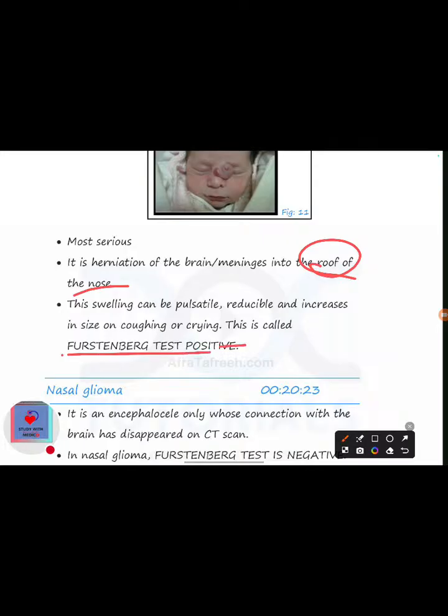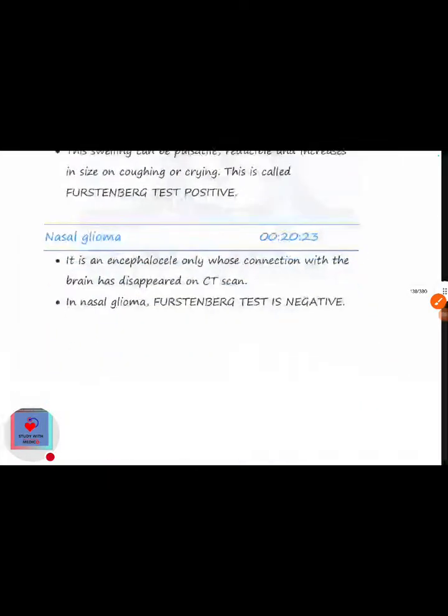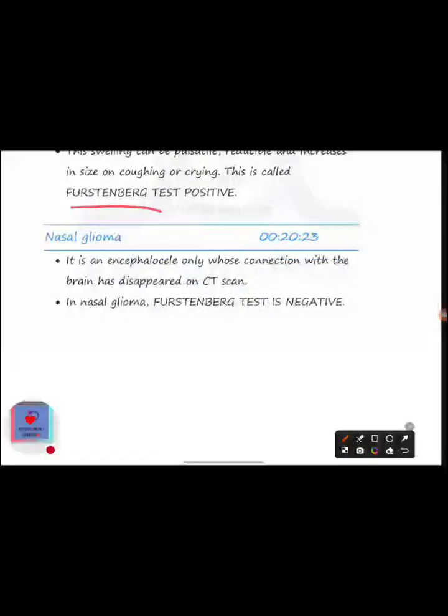By Furstenberg test. You can ask the person to cough or cry, or if it is a child, you can stimulate the child to cry. So what will happen during crying? There will be pulsatile swelling. The swelling size will increase, and in coughing you can see an increase and then decrease. Furstenberg: ask the patient to frustrate, by crying or coughing. A trick to remember: frustrate or Furstenberg sign.